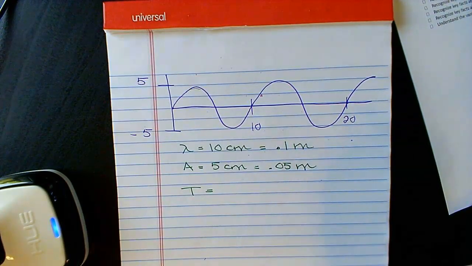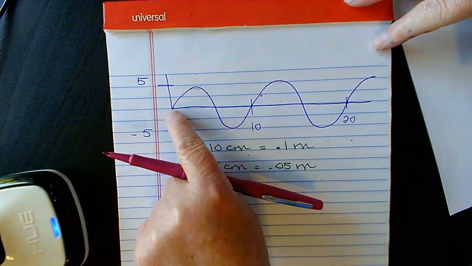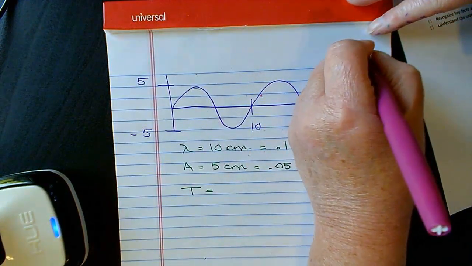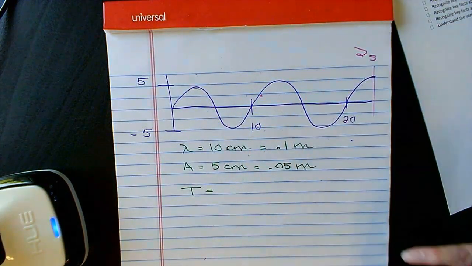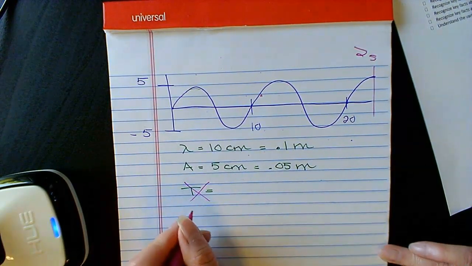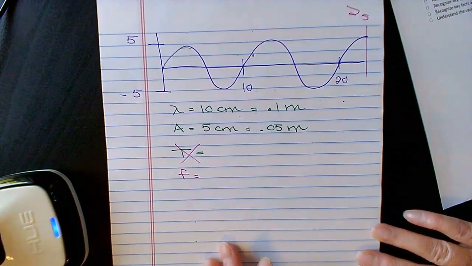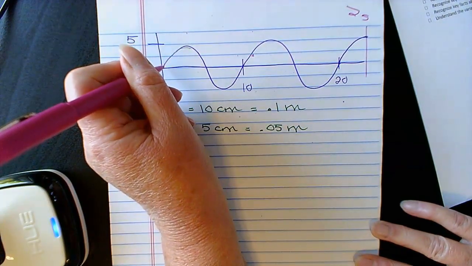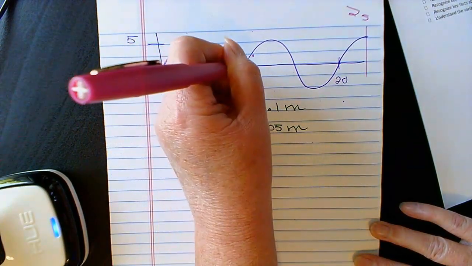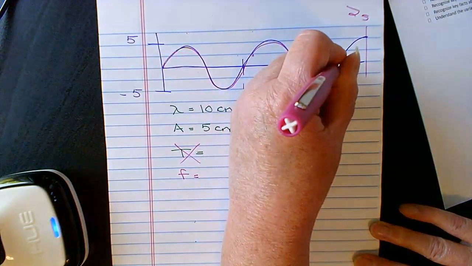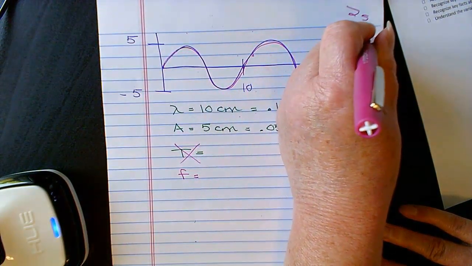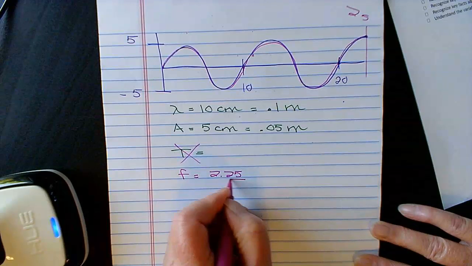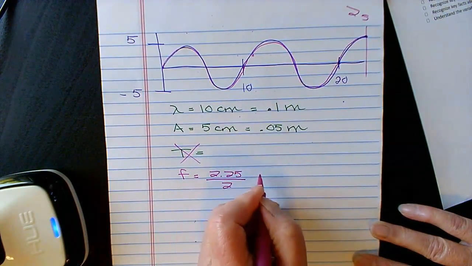All right, next let's look at frequency. In order to get frequency, I need to know how long it took for this wave to pass. So let's say this happened in 2 seconds. Frequency is how many waves passed per second. So I'm going to count them. This is 1 wave, 2 waves, and this is a quarter wave. So 2.25 waves passed me in a time of 2 seconds.